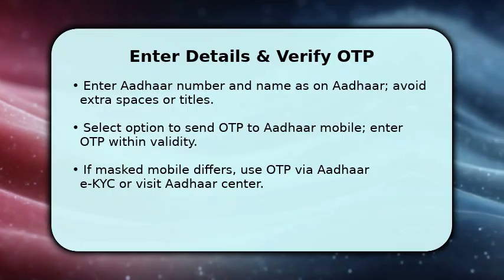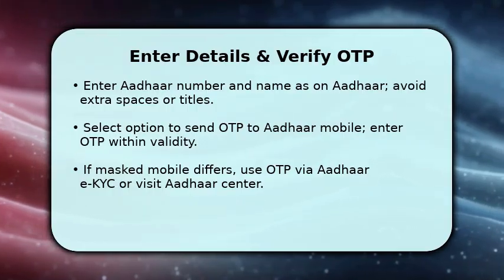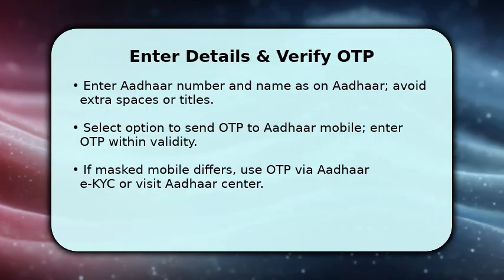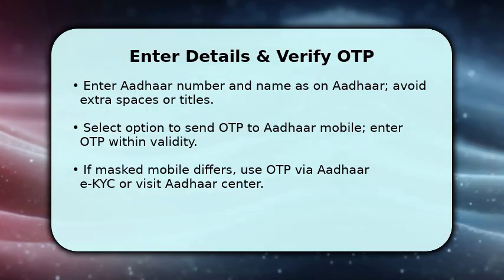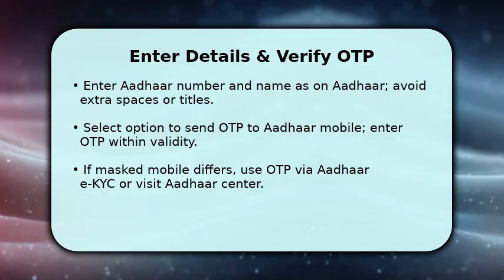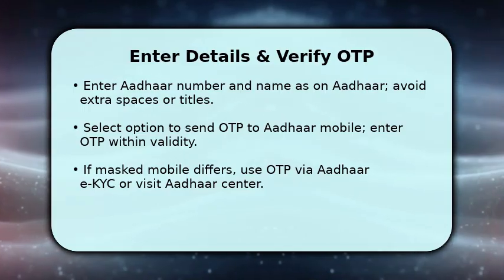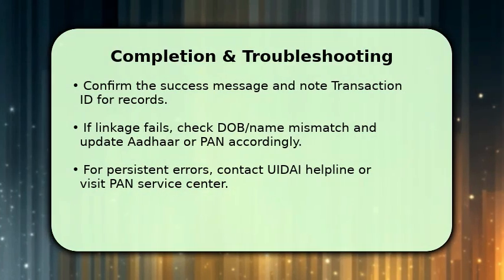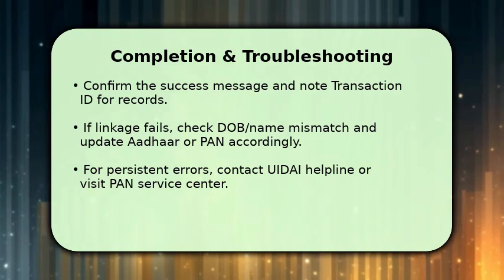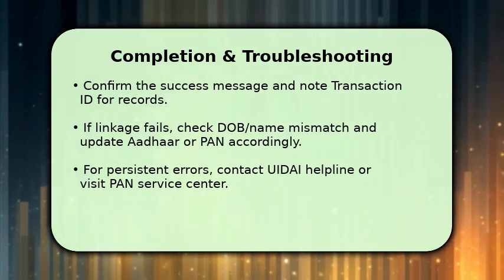If the portal shows a masked mobile that you no longer control, choose the alternative flow. Either authenticate via Aadhaar eKYC or plan a correction at an Aadhaar enrollment center. These steps you finish by reviewing the confirmation screen. The portal will show a success message and a transaction ID. Save this screenshot or note it for records.